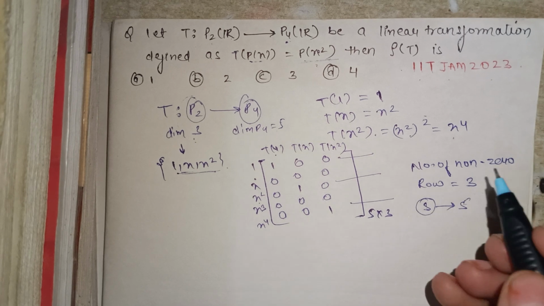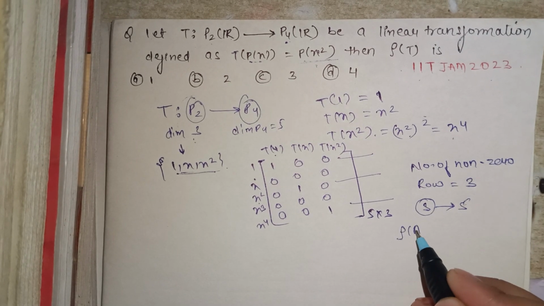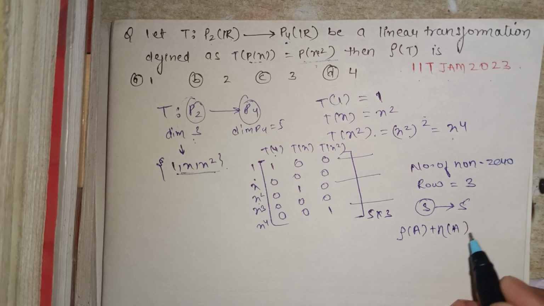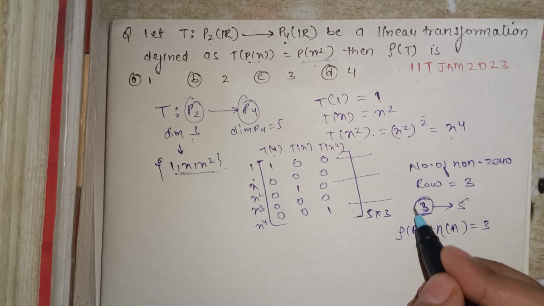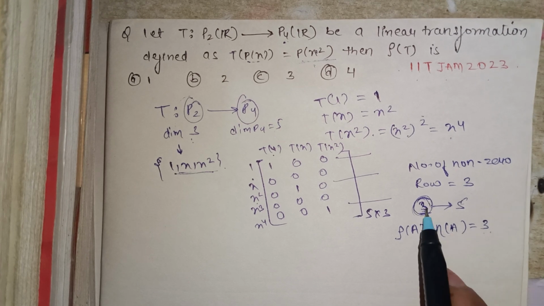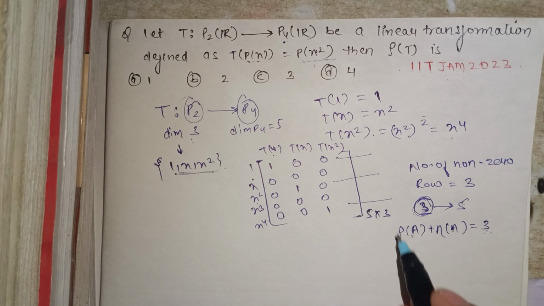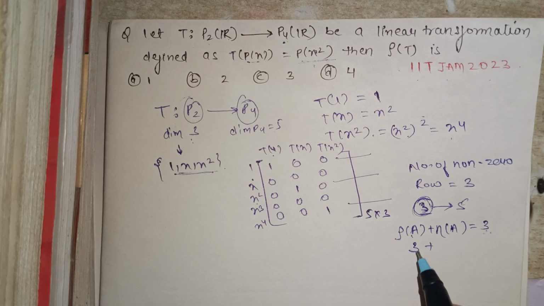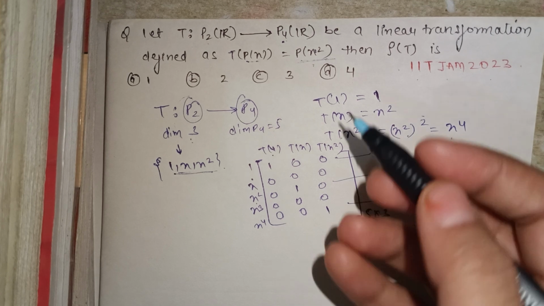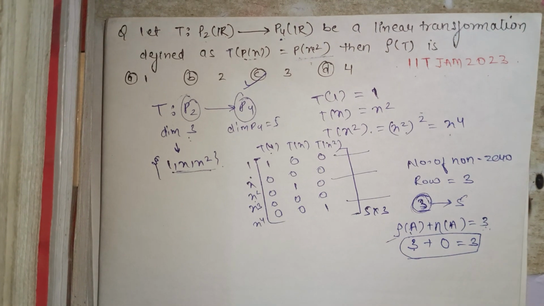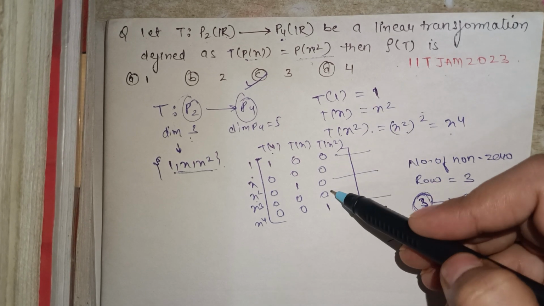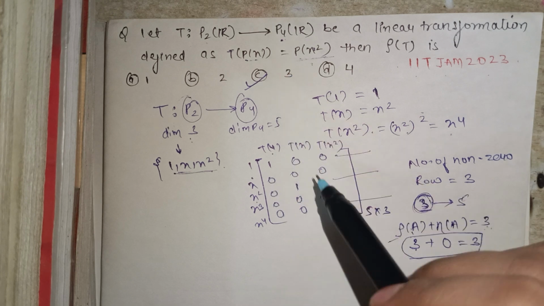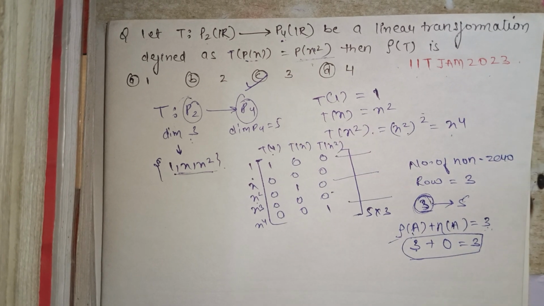And by the rank-nullity theorem we know that rank plus nullity is equal to the dimension of V, that is 3. So here the number of non-zero rows is 3, so nullity is equal to 0 and the rank is equal to 3. So the rank of this matrix is 3. So our third option is correct. So this is the solution. By the matrix method we find the matrix of this linear transformation and find its rank.